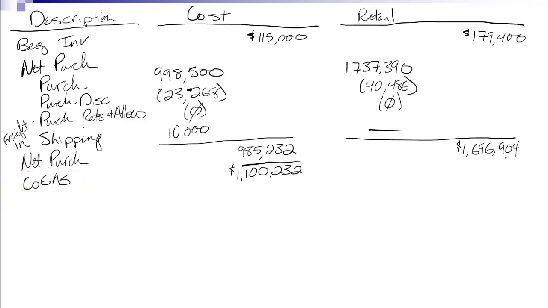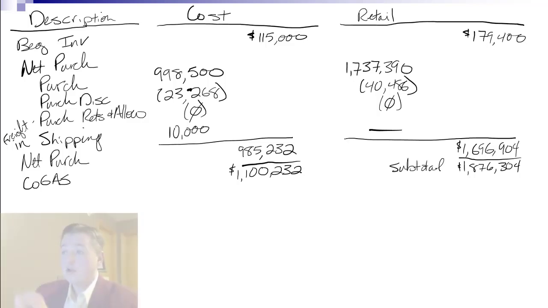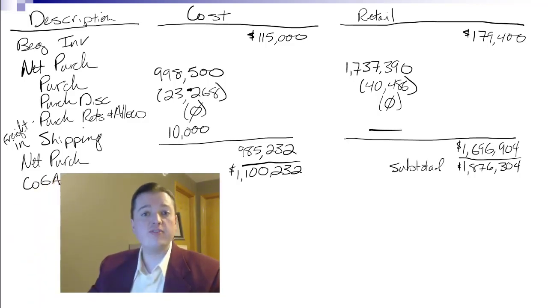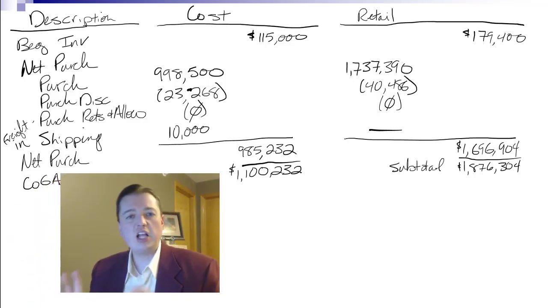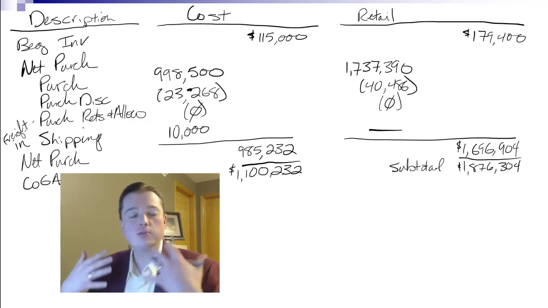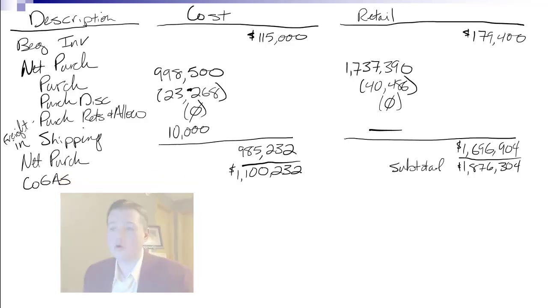Over here with retail, I'm going to do the same thing. I'm going to add this up, and I end up with 1,876,304. And I wish I could tell you it had a cool name. It doesn't. I just call it a subtotal, because it actually doesn't mean anything yet. There's more I need to add for the retail numbers to make sense. Now, for the cost side, I'm done. I get to cost of goods available for sale, and I'm finished. Retail, like we said, we need to add some more numbers before it gives us anything of worth.